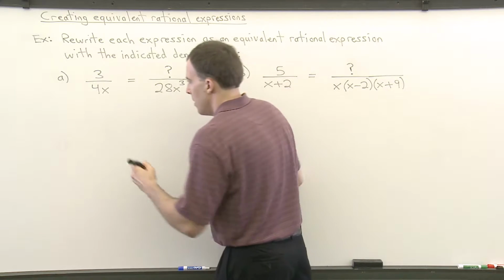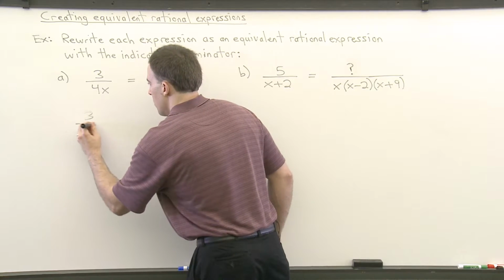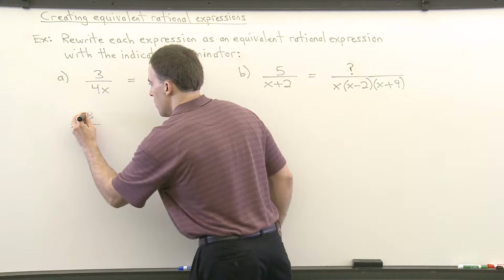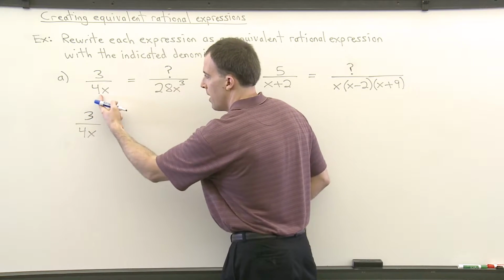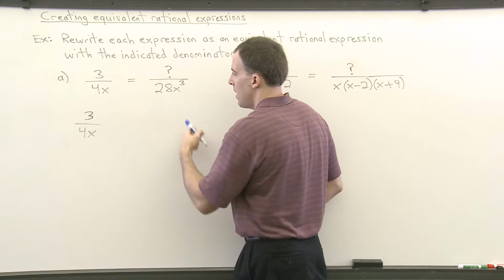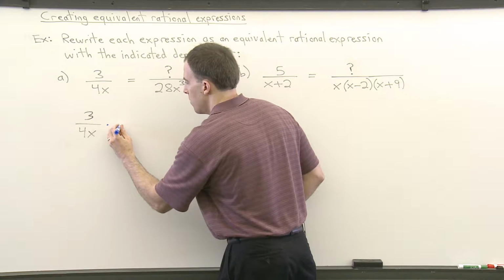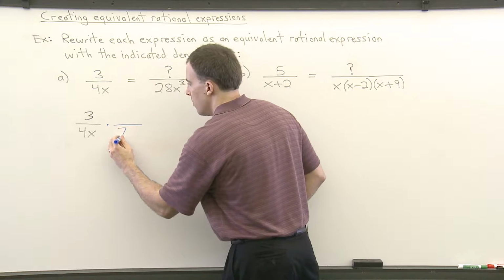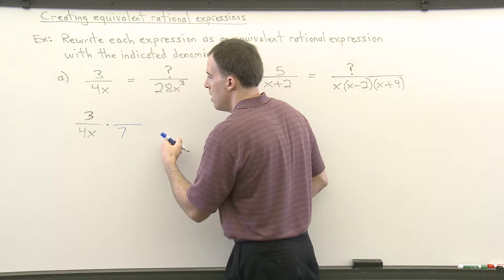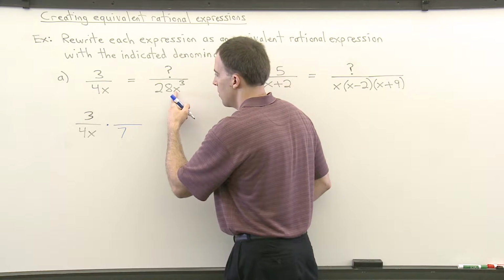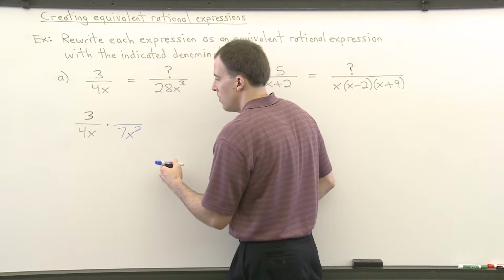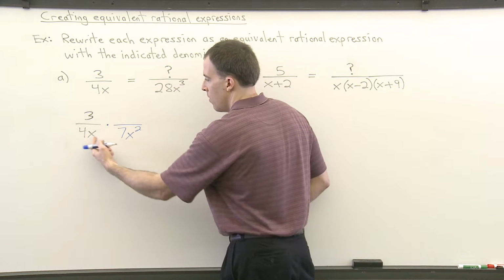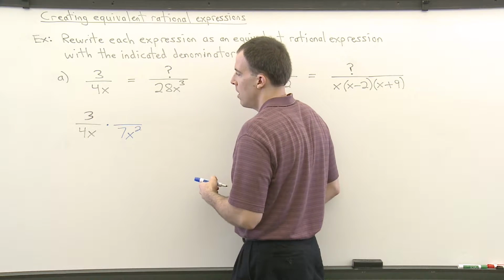The way that this is done is you just take your initial rational expression, 3 over 4x, and we've got to think to ourselves, what could we multiply 4x by to turn it into 28x cubed? So in other words, 4 times what is 28? 4 times 7 makes 28. And then in order to obtain x cubed, we could multiply the x by x squared. So we need to multiply the denominator by 7x squared to get 28x cubed in the denominator.